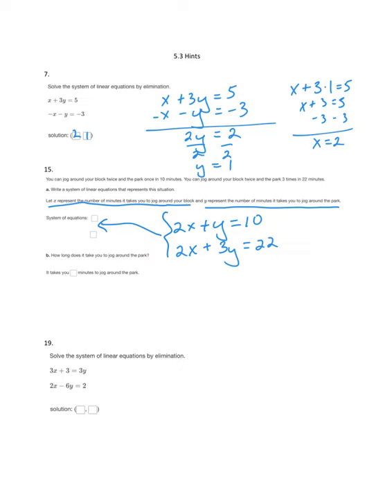Okay, so since we have 2x on both of these equations, it would probably make sense to rewrite one of the equations by multiplying every term by -1. So I will go ahead and rewrite the first equation. I'm going to use a different color here. I'm going to write negative 2x minus y equals negative 10. Each term has been multiplied by -1. And then I'm just going to rewrite the second equation as it was.